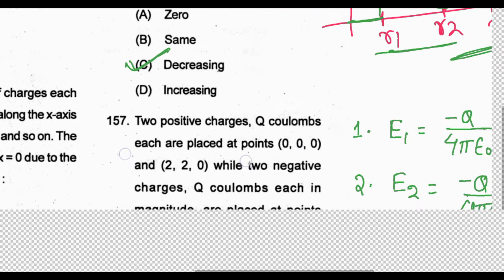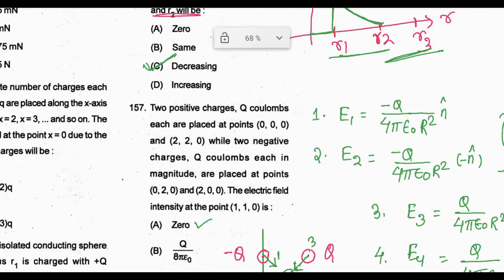So next question is, two positive charges q coulombs each are placed at the points 0, 0, 0 and 2, 2, 0, while two negative charges q coulombs each in magnitude are placed at the points 0, 2, 0 and 2, 0, 0. The electric field intensity at the point 1, 1, 0 is?